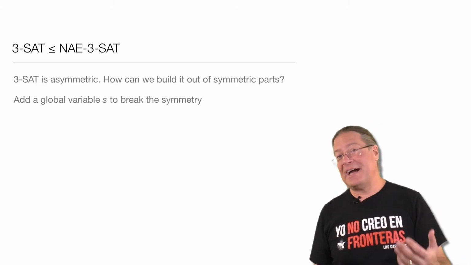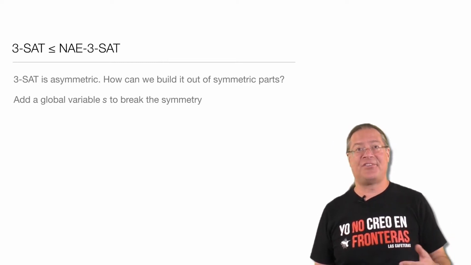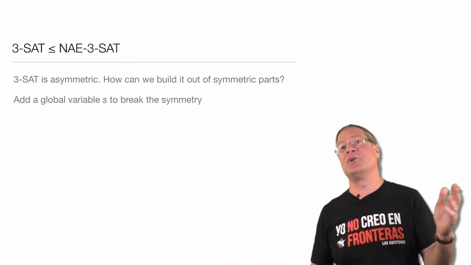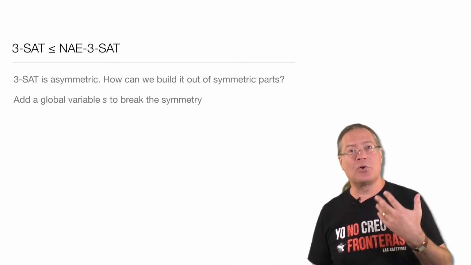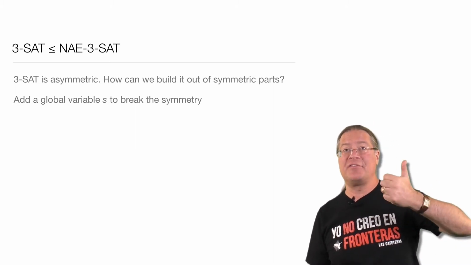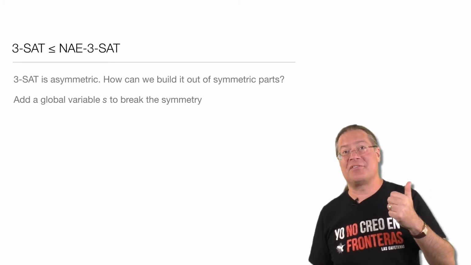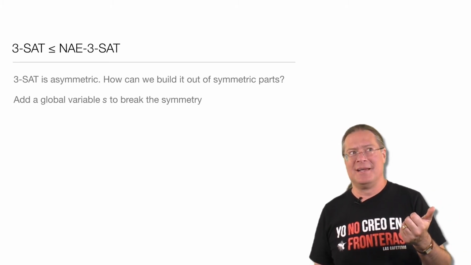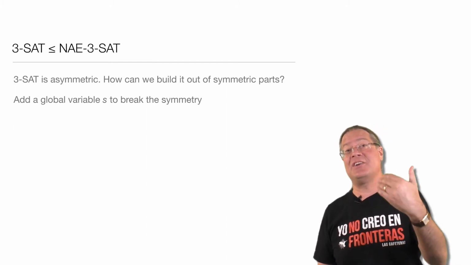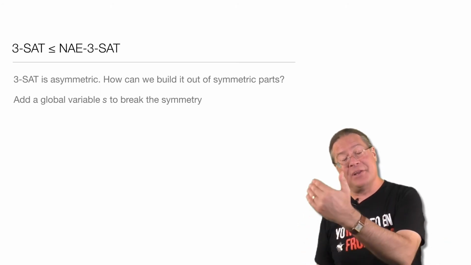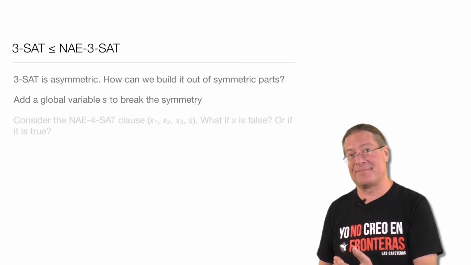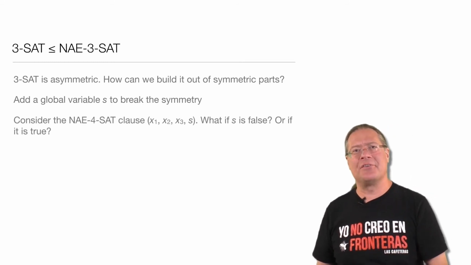Well, again, you're allowed to add more variables. So let's add a new variable, s. It's going to be a global variable which will be all over the place in the formula. And we're going to use it to break this symmetry. In a sense, s will define which value of our variables means true and which value means false. It may sound like we're playing fast and loose with the logic here, but we're allowed to do this. We can choose what the variables in our new problem mean in terms of the old problem we're trying to translate to it.